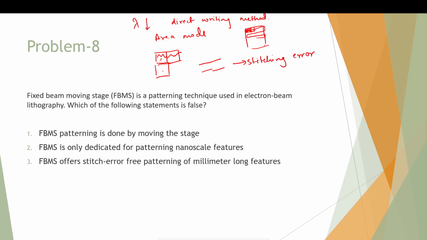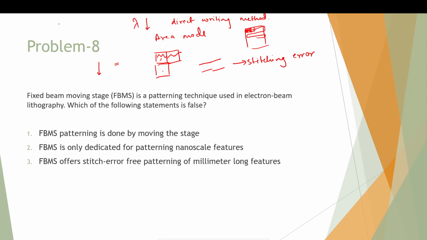So in order to avoid this stitching error, people have come up with a technique called FBMS, fixed beam moving stage. In this, the beam remains constant. Instead of jumping the beam over different areas, the beam stays at the same point. It might not even expose the entire area. It will just expose a thin portion here, and then the stage will move. It's like you have a pen and then you move the paper to write on that paper.